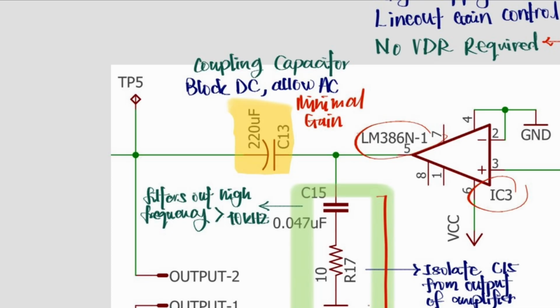Capacitor C13, 220 microfarad, allows low AC signals to pass while blocking DC bias from going into the speaker. This ensures that the speaker outputs the heartbeat sounds clearly with minimal loss. It is our final coupling capacitor that connects the entire signal processing circuit to the speaker.